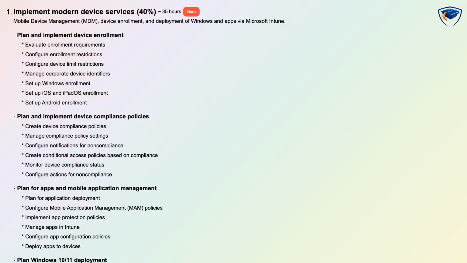You will master device compliance policies by creating and managing compliance settings, configuring non-compliance notifications, building conditional access policies based on compliance, monitoring compliance status, and setting automated actions for non-compliance. You will also cover mobile application management and Windows deployment topics including planning app deployment, configuring MAM and app protection policies, managing app configurations and deployments, plus planning Windows Autopilot profiles, update rings, and co-management with Configuration Manager.